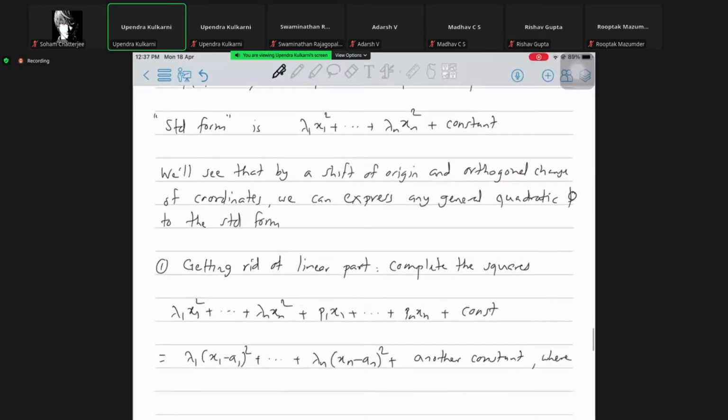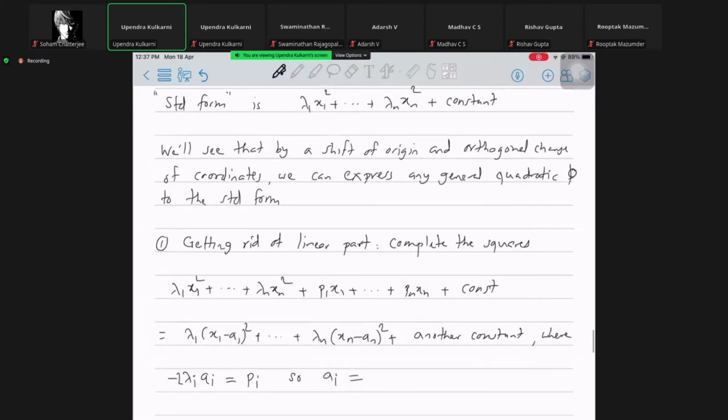Where, what do we have? So we can just say, right? I mean, so just help me over here. What is the linear term involving x1? That is going to be minus lambda 1 times 2x1. Let's just do this in terms of I. Minus 2 lambda I ai, that is going to equal pi. So take ai equals minus pi divided by 2 times lambda I.